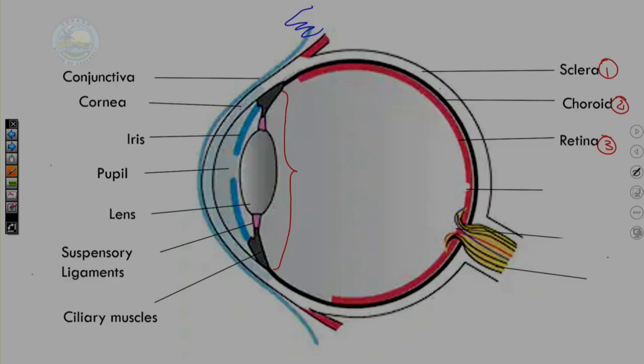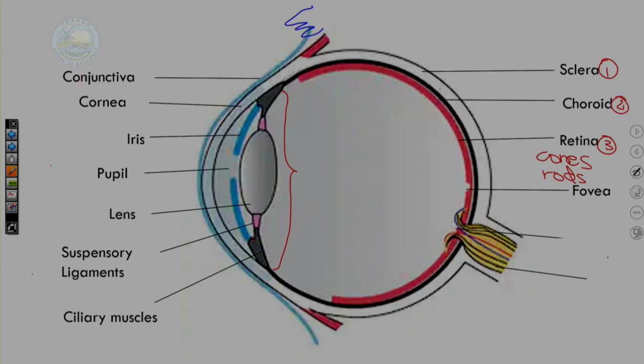We spoke about receptors before. The receptors on your retina are your cones and your rods. These are specialized cells which are going to detect any change in the environment. So your cones help you to see in color, and your rods help you to see in black and white.